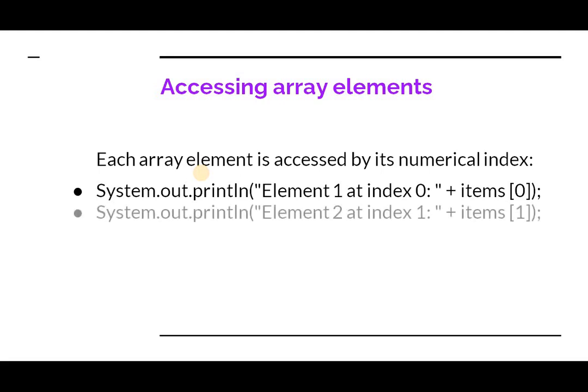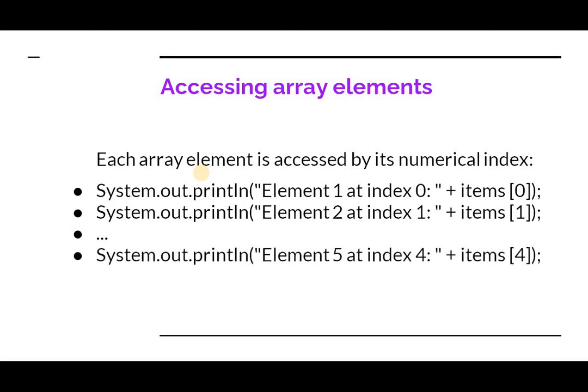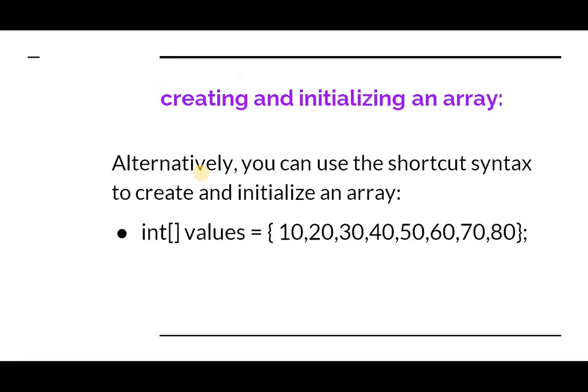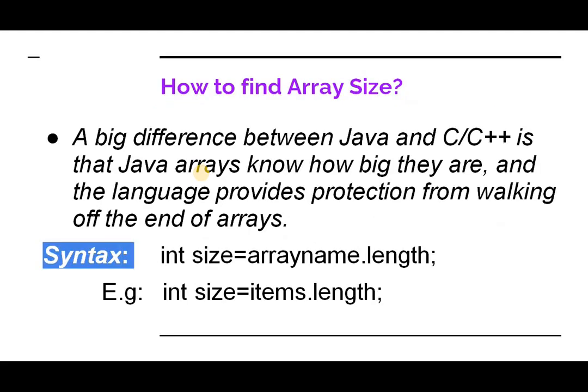So first one is we are using System.out.println: element of 1 at index 0 is items of 0, next one items of 1, next items of 2, 3 and 4. Next we are creating and initializing an array. Alternatively, you can use the shortcut syntax to create and initialize an array, that is, integer array. Array name is values and it is holding the values 10, 20, 30, 40, 50, so on up to 80. Next one, how to find out the array size.